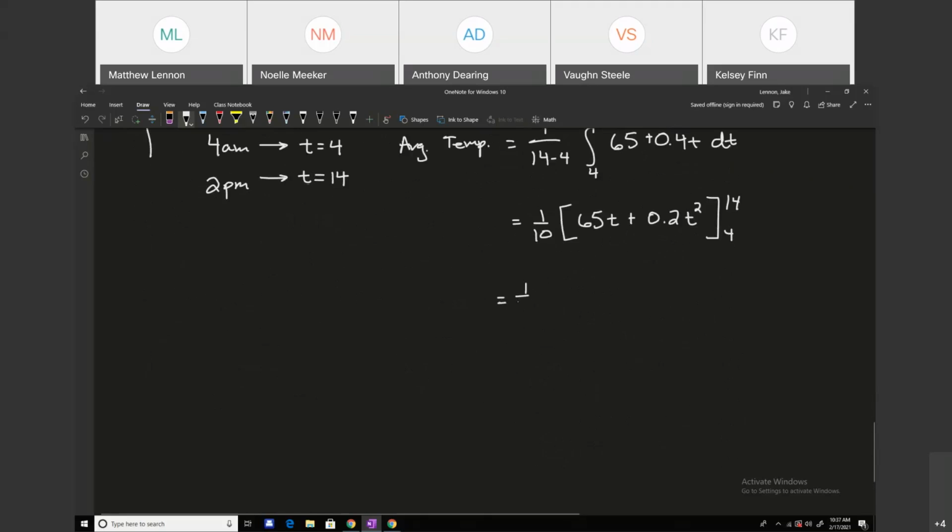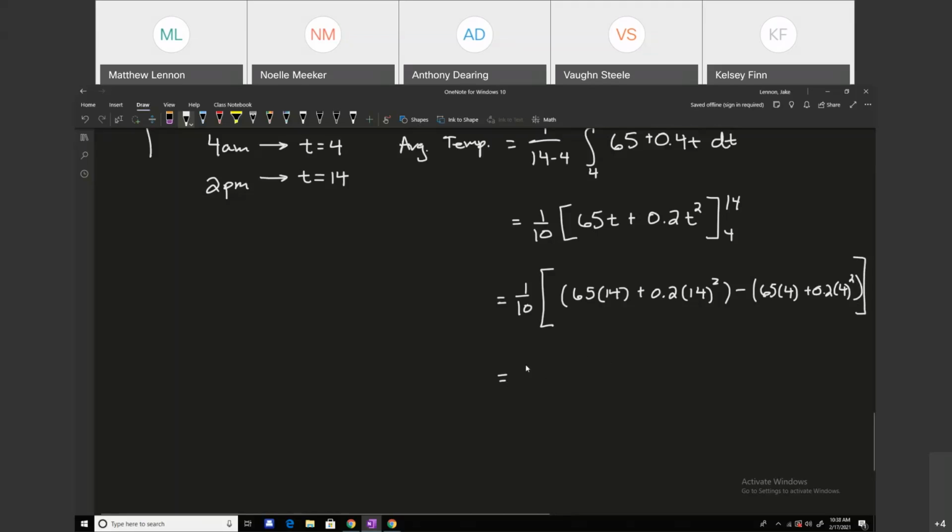And then we just plug in the numbers and subtract. So we have 1/10 times 65 times 14 plus 0.2 times 14 squared minus 65 times 4 plus 0.2 times 4 squared. And we'll see what that comes out to.